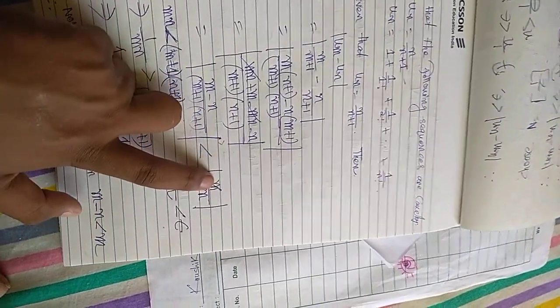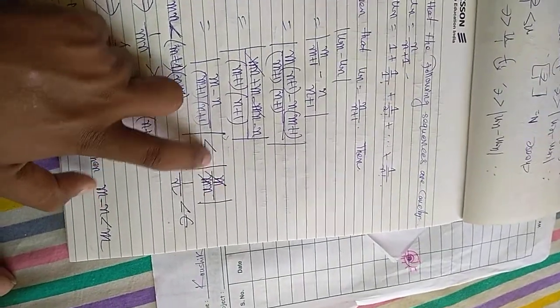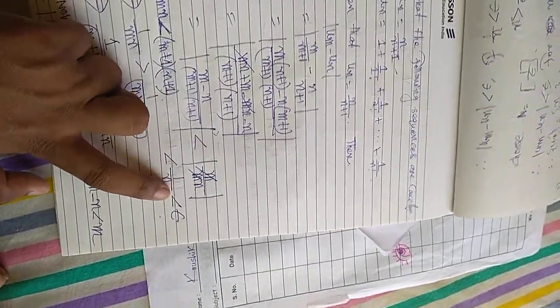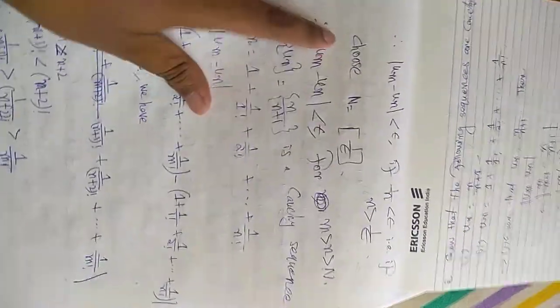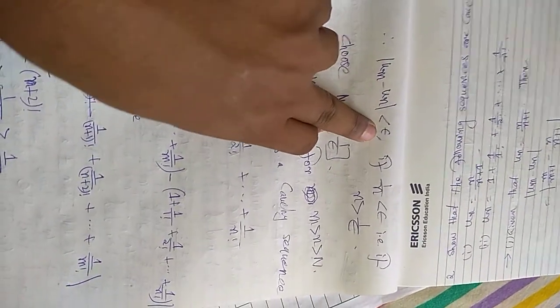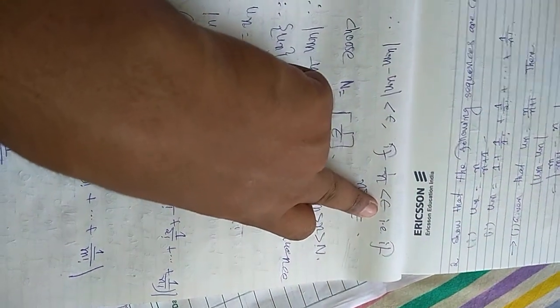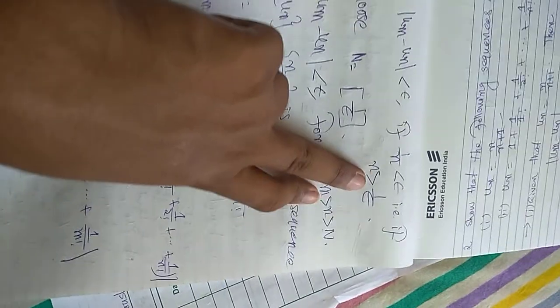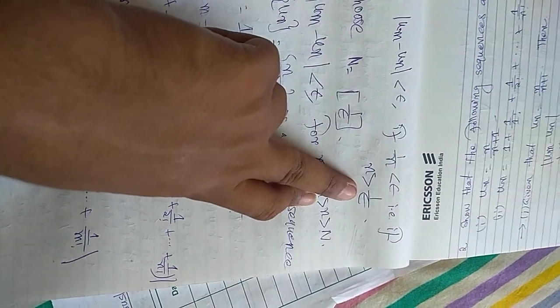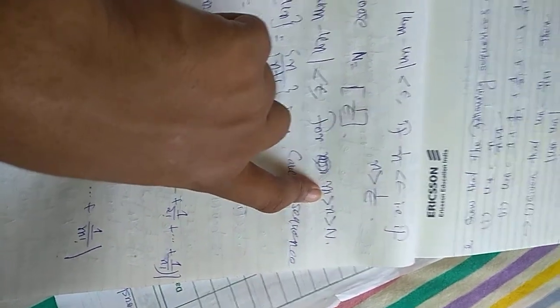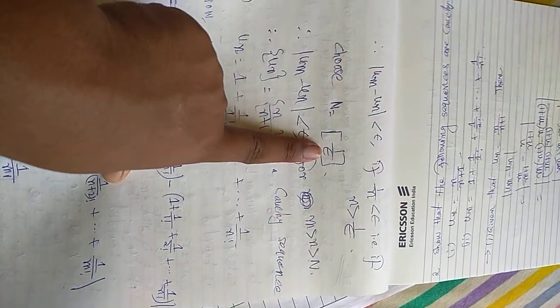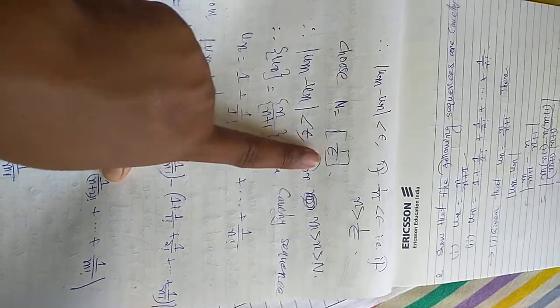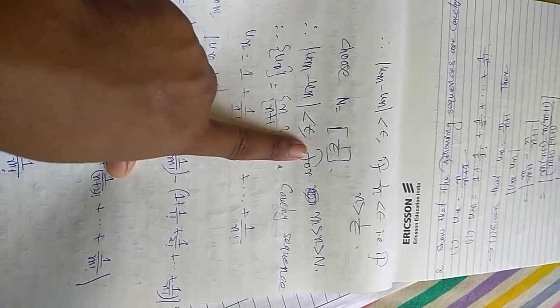M by mn means you can cancel m, and you'll get 1 by n, and that is less than epsilon. So this is less than epsilon if n is greater than 1 by epsilon. As we know, epsilon is positive, but we need a natural number. So 1 by epsilon may not be a natural number. To get a natural number, choose the greatest integer part, that is the box part. Then our purpose will be solved.